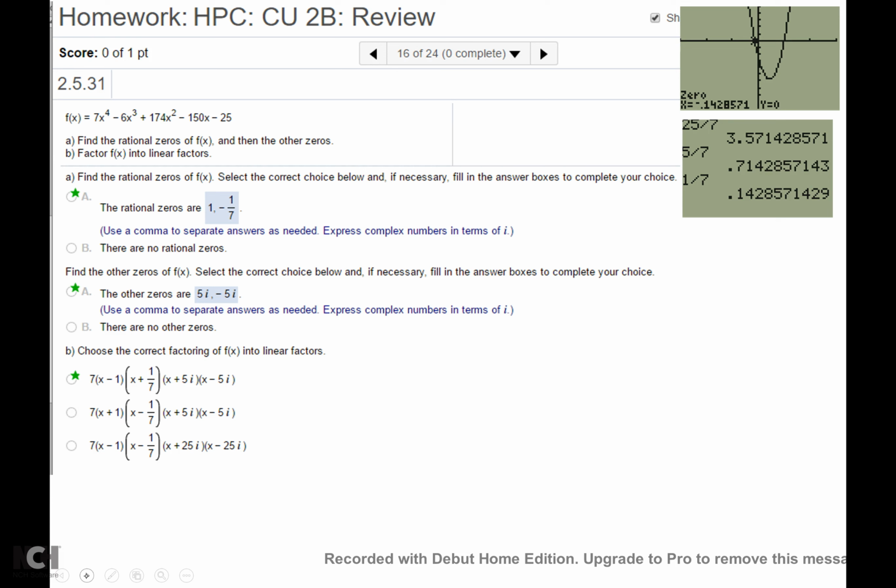Okay, so on this one it says find the rational zeros of the function and then the other zeros. Factor f of x into linear factors. Now, I show the completed problem, so of course it's easy for me to say I think it's going to cross at negative 1/7. If you couldn't see the answers, what I would do is go to the calculator, type it in and calculate the zeros. This one calculates out, it crosses right at positive 1. So I know one of them, x equals 1. The other one, I calculate it and I get this decimal.